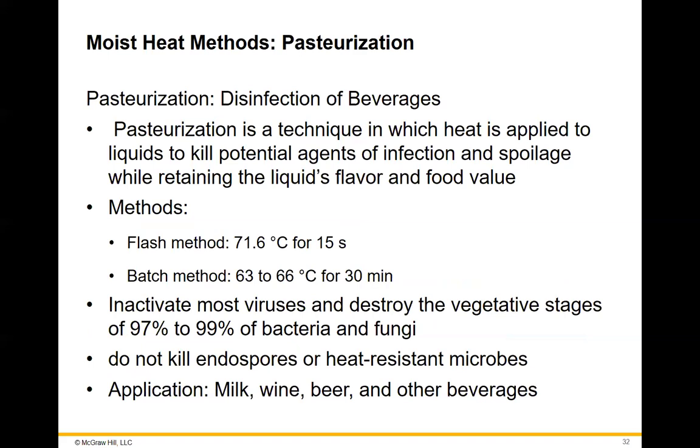Next, we have another moist heat method, pasteurization. This is going to be disinfecting, usually beverages. This is heating and cooling and cycling back and forth. We're going to heat with flash pasteurization at 71.6 degrees Celsius, nowhere near boiling, right? For 15 seconds, just 15 seconds. And then we're going to cool it for a little bit, back to room temperature, sometimes even colder. And they're going to heat it back up again and keep doing that until enough microbes are killed. To say enough, what are we trying to get rid of? Pathogens, really, if we could ideally get rid of as many pathogens as possible.